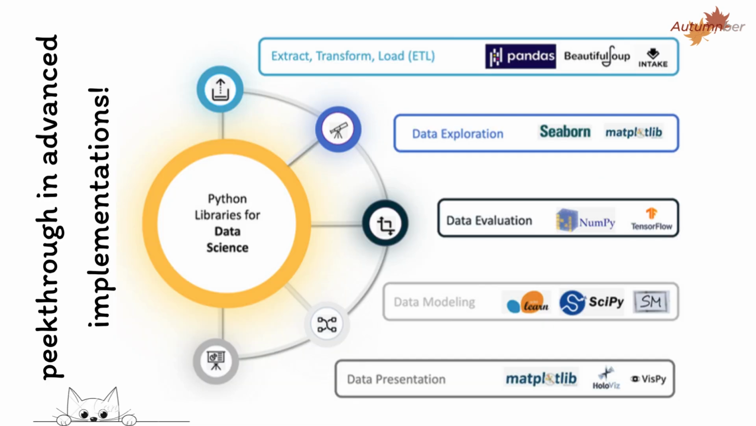Here is a little peek into advanced implementations. These are all Python libraries. For extracting, transforming, or loading data, we use pandas, Beautiful Soup, and Intake. For data exploration, we use Seaborn and Matplotlib. For data evaluation, we use NumPy and TensorFlow. For data modeling, we use scikit-learn, SciPy, and StatsModels. And for data presentation, we use Matplotlib, HoloViz, and VisPy.